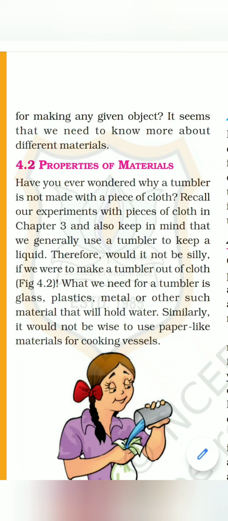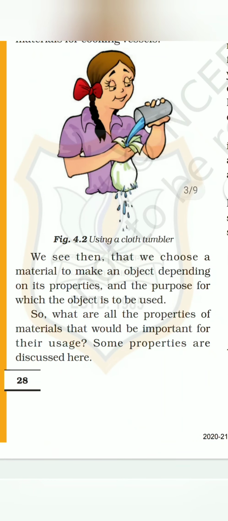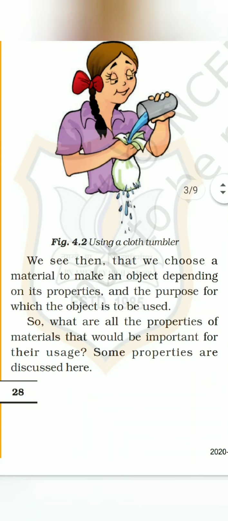See figure 4.2, a cloth tumbler. What we need for a tumbler is glass, plastic, metal or other such materials which can hold water. Similarly, it would not be wise to use paper-like materials for cooking vessels. We see then that we choose a material to make an object depending on its properties and the purpose for which the object is to be used.